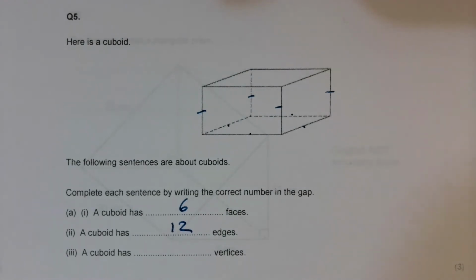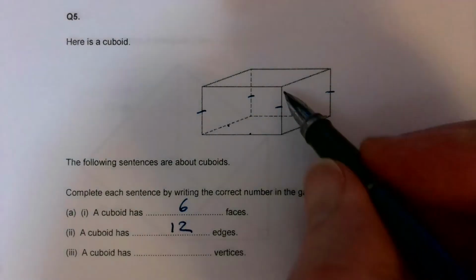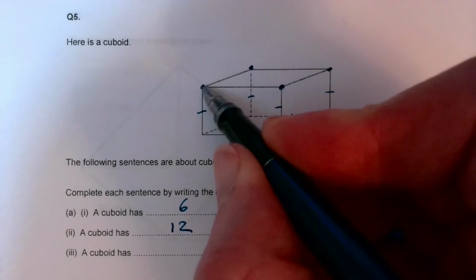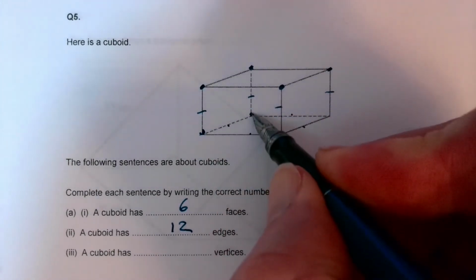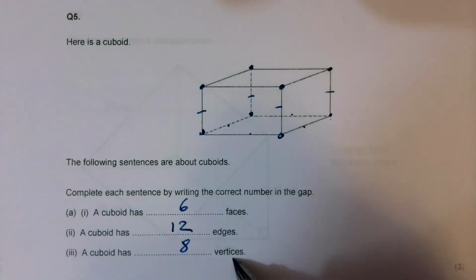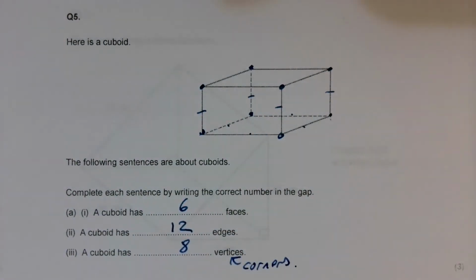Vertices is your mathematical term for a corner on a 3D shape. So you've got 1 there, 2, 3, 4, 5, 6, 7, 8. So that means 8 corners. 1 mark for each of those.